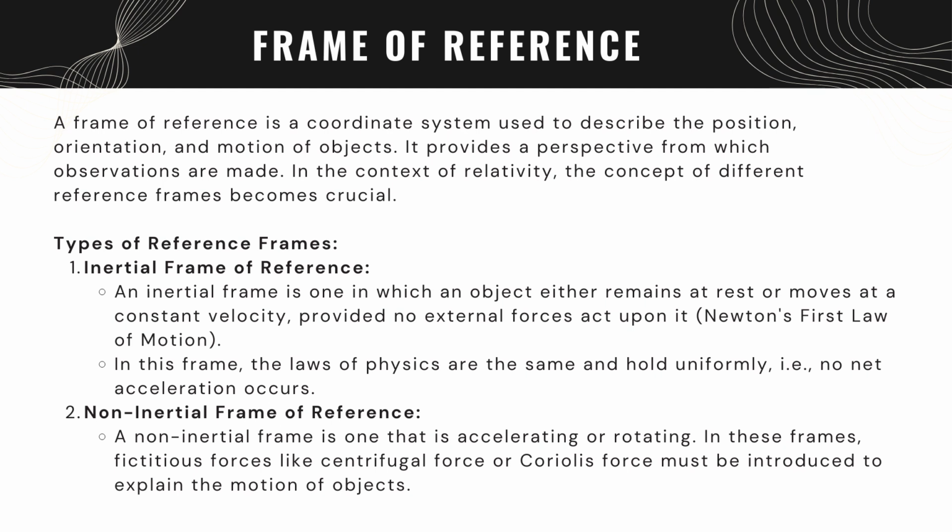Types of reference frames are: inertial frame of reference. An inertial frame is one in which an object either remains at rest or moves at a constant velocity, provided no external forces act upon it. In this frame, the laws of physics are the same and hold uniformly, that is, no net acceleration occurs.